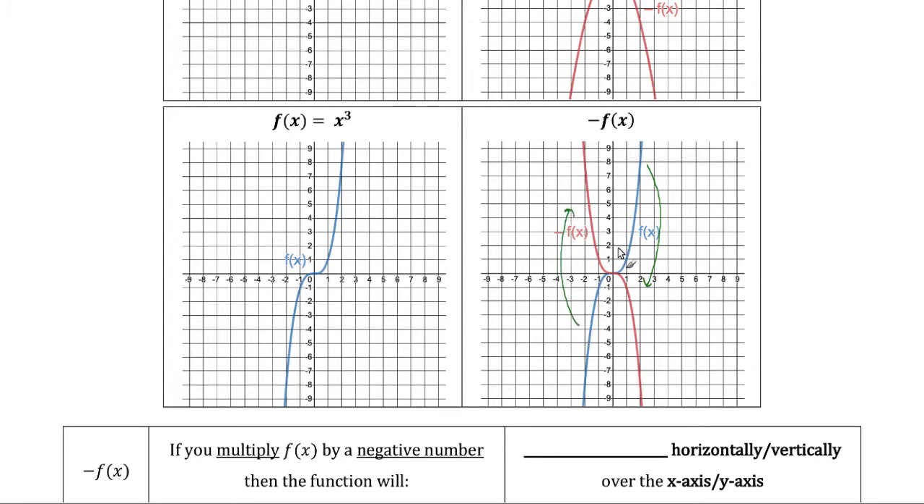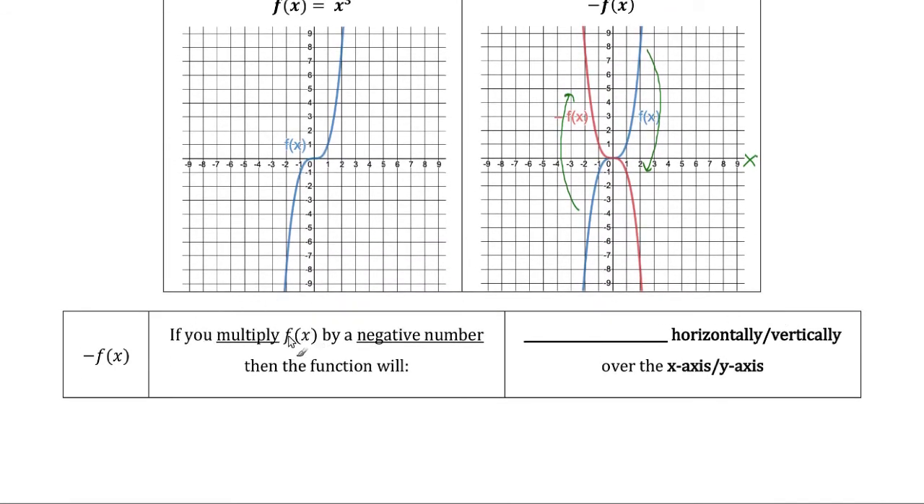Now remember, when you reflect vertically, in this case, you are not going over the y-axis, which would be like this. You're going over the x-axis. So if you multiply f of x by a negative number, like this -1, then the function will reflect vertically over the x-axis. Alright, we got one more page and then we'll be done.